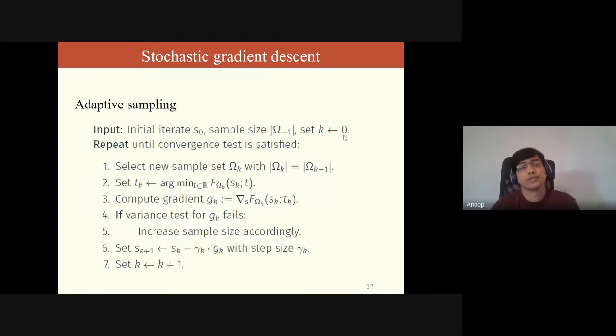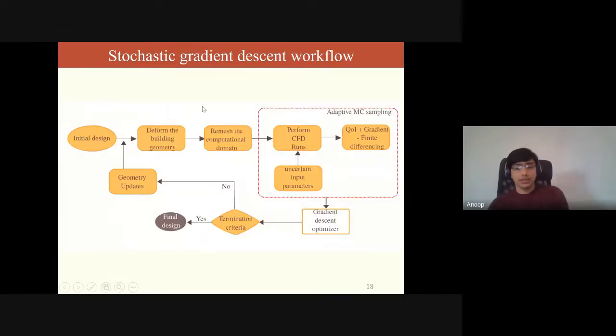So the algorithm is as shown here. At each optimization step, we start with the sample size we set. And then we take the samples and we compute the gradients with the finite difference and test for the variance of the gradients. And if the test is satisfied, we continue to the next step with the same number of samples. And if the test fails, we increase the sample size. And we use this new improved sample size for the next step. So this is how the adopted stochastic optimization workflow looks.